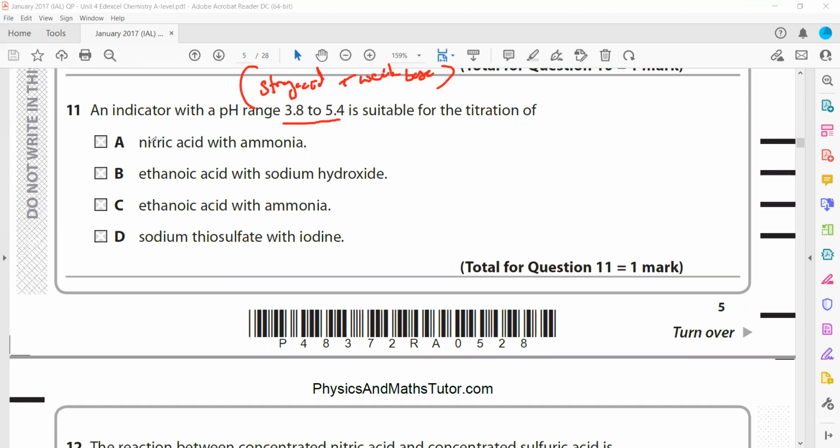So which one is a strong acid and weak base? Nitric acid is a strong acid and ammonia is a weak base. Ethanoic acid is a weak acid and strong base, so that won't be suitable. Ethanoic acid and ammonia, weak acid, weak base, there's no vertical portion for them. And for iodine thiosulfate, we cannot use these indicators. We use starch as an indicator. Is it clear?